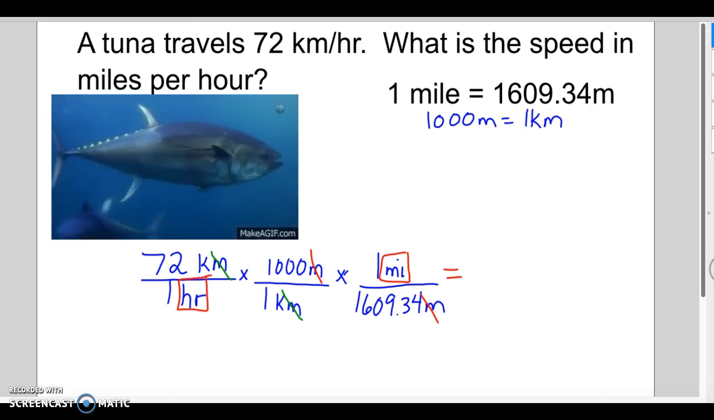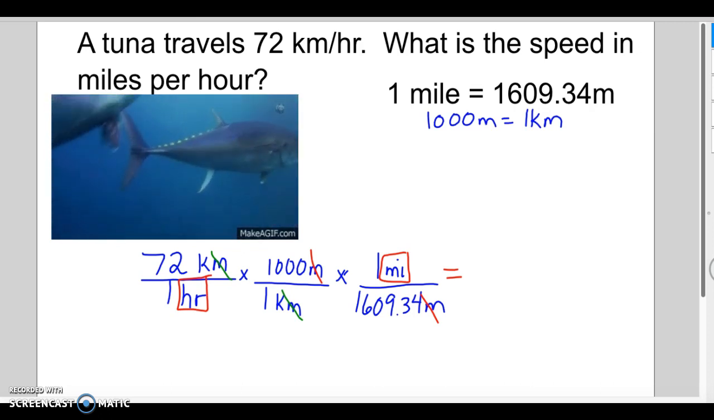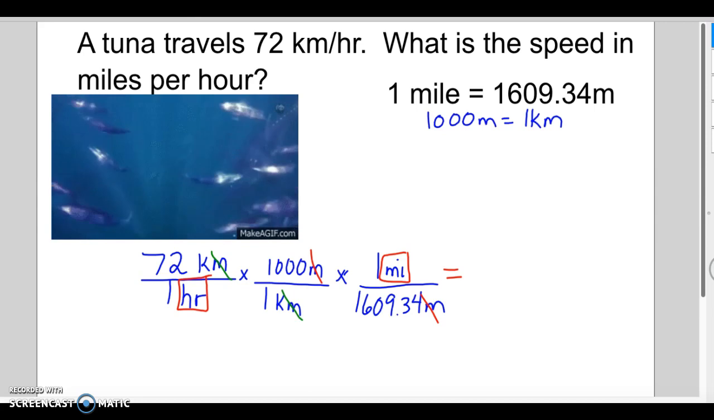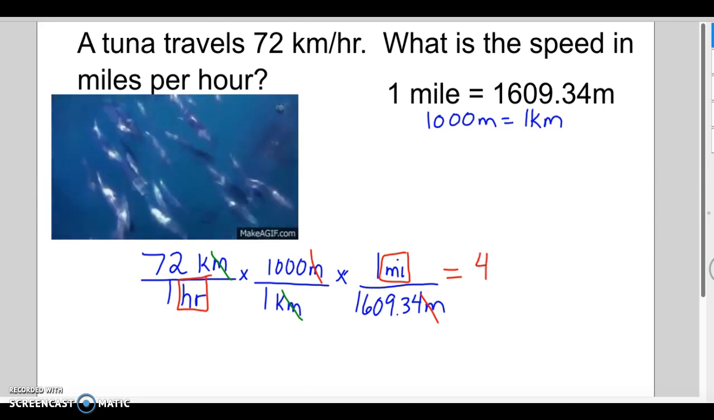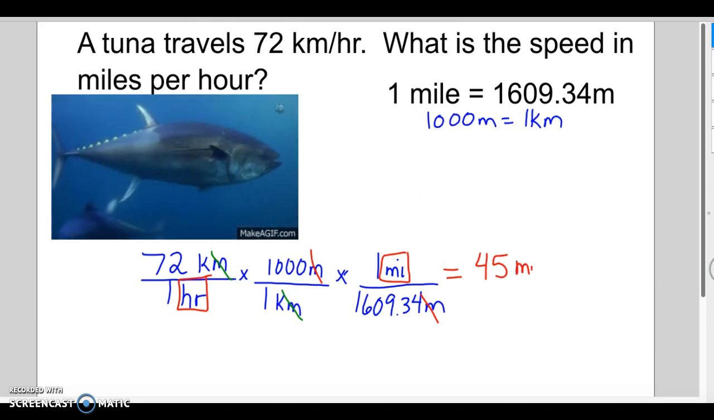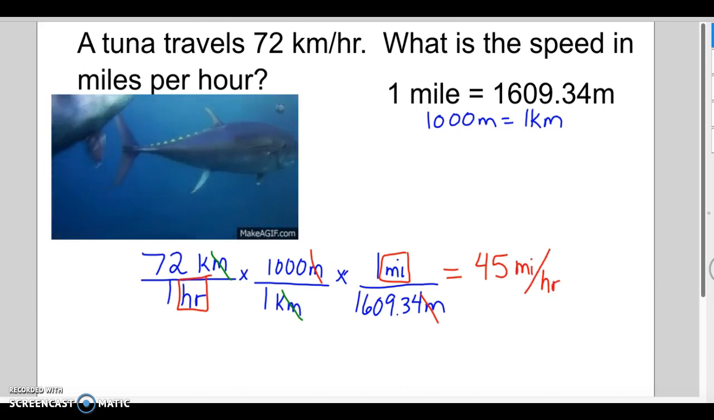And I'm going to do that with you. So the tuna is going pretty fast. It's going about 45 miles per hour.